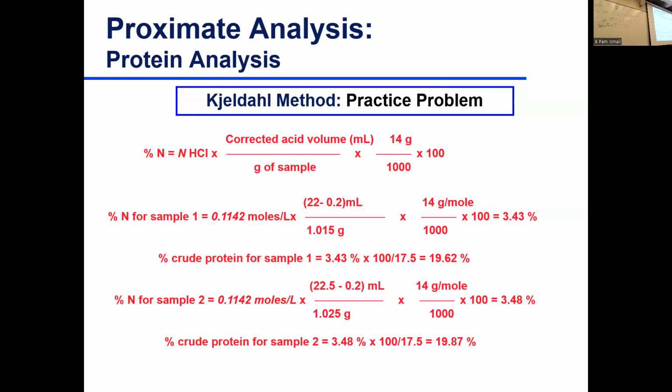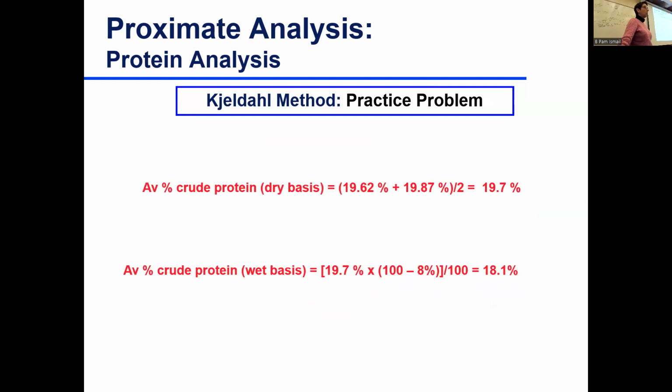You have a question? So then on the next slide, we're going to take the average of those two, 19%, right? Yeah, you always calculate each rep individually, then you take the average, and then you would convert that average to wet basis. We good? Okay.